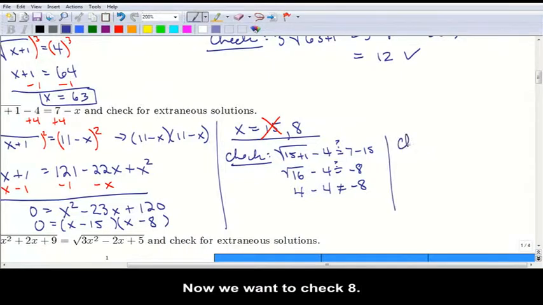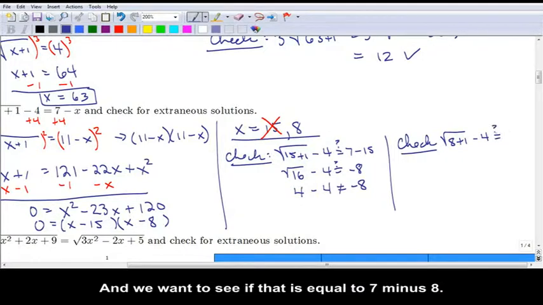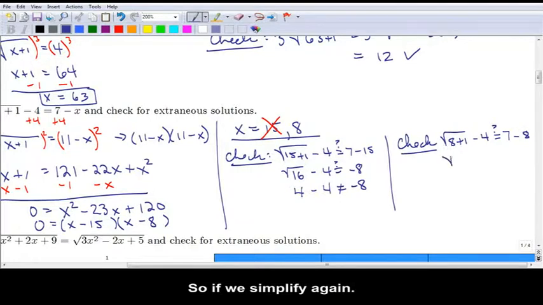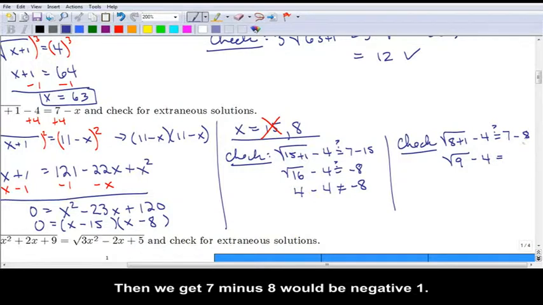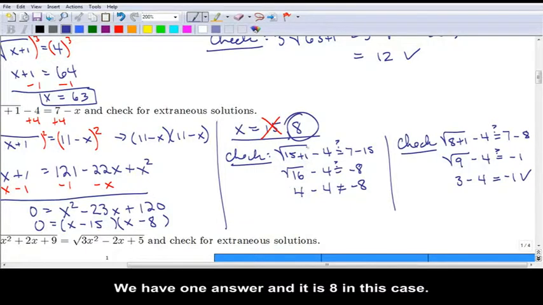Now if we want to check 8, one of these has to work. We plug that in, we would get the square root of 8 plus 1, and then we would subtract 4, and we want to see if that is equal to 7 minus 8. So if we simplify again, 8 plus 1 is 9, minus 4, then we get 7 minus 8 would be negative 1. The square root of 9 is 3, minus 4 does end up being negative 1, so this works. We have one answer, and it is 8 in this case. So this was a case where we had an extraneous root.